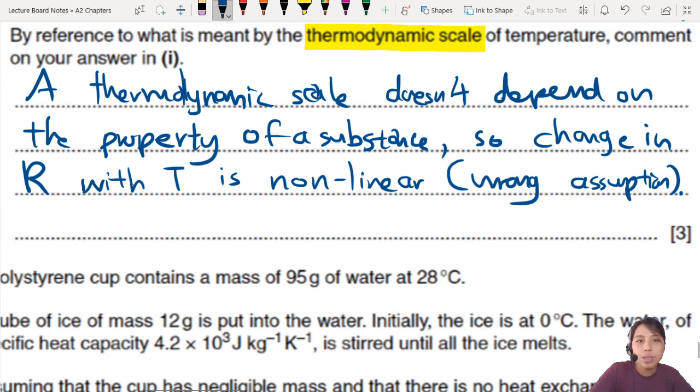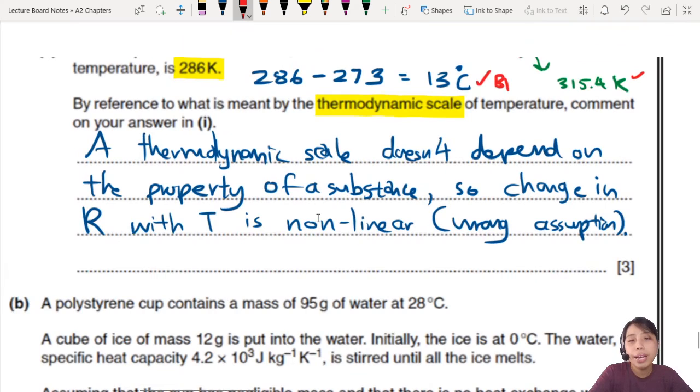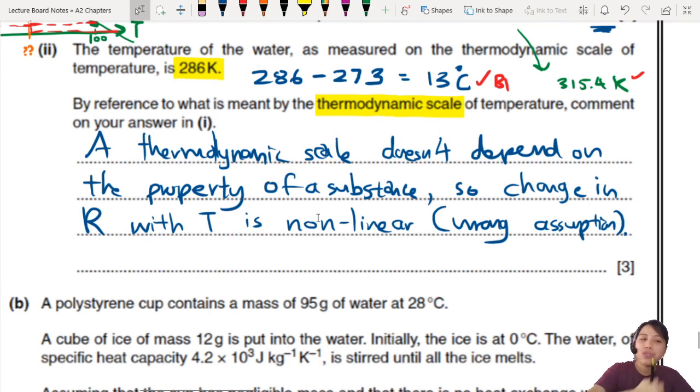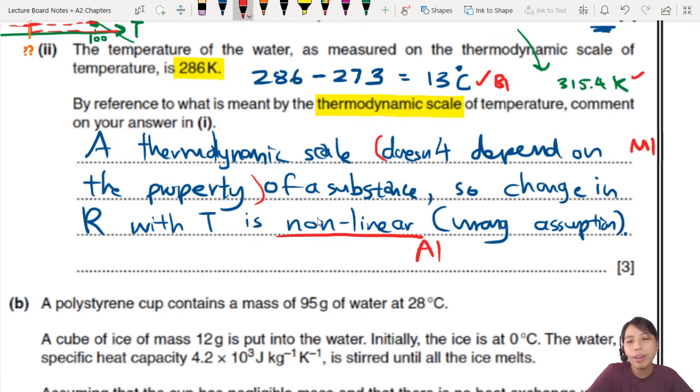So 1 mark is for the conversion to compare on top there. Second mark comes from your understanding of what a thermodynamic scale is. It doesn't depend on the property of a substance. That is the M1. So you say the problem: change in R with T is non-linear. Just a final mark, wrong assumption.